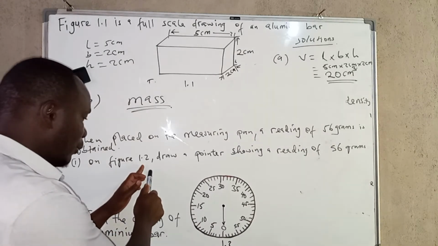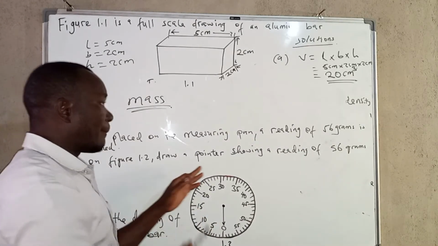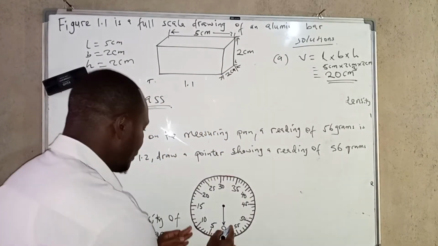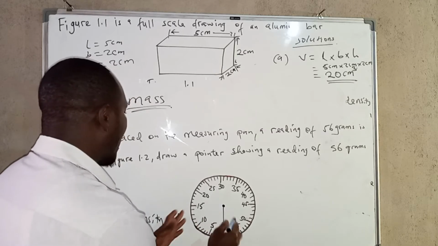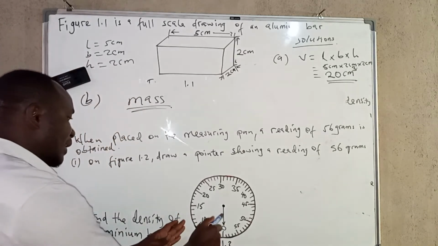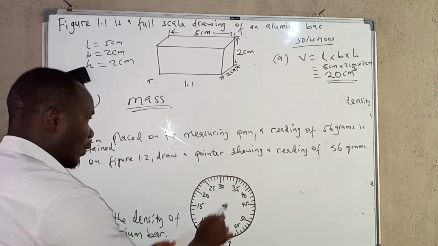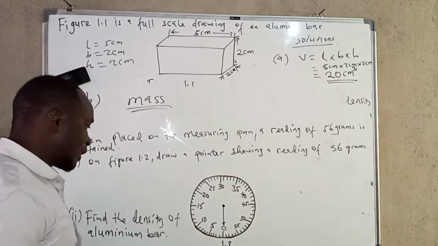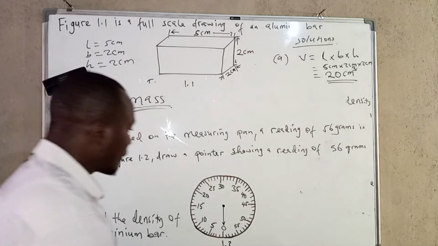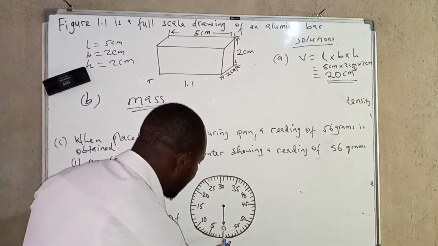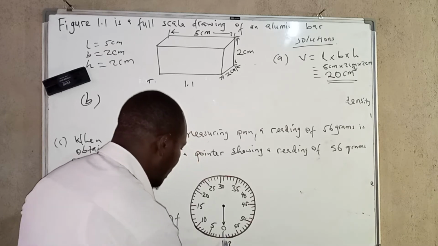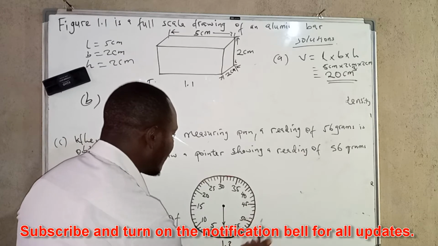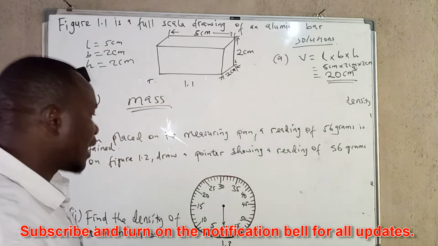Then part C, when placed on a measuring pan, a reading of 56 grams is obtained. So on figure 1.2, which is this figure, draw a pointer showing a reading of 56 grams. So here we just need to draw an arrow which points at the 56 mark. It is graduated in grams. So if this is 0, we have 5, 10, 15, 20, 25, 30, 35, 40, 45, 50, 55. So this is how it is going.